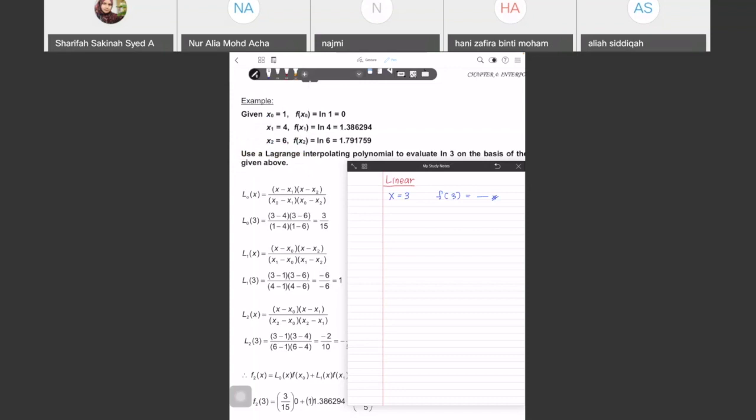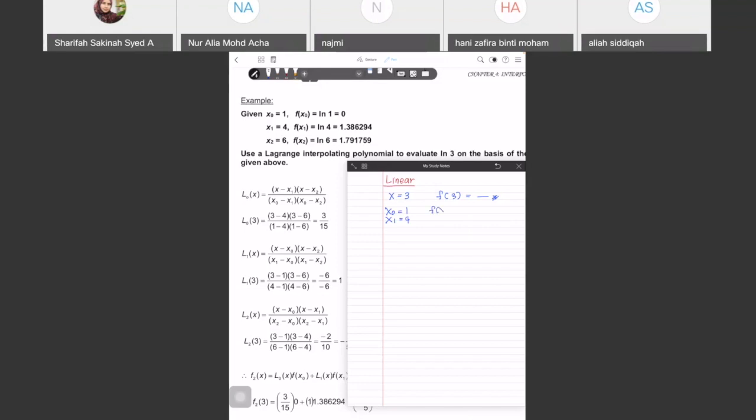This one we are going to find using Lagrange interpolation. So now I want to use linear. I have 3 points, so I need to choose which points are suitable for me to use in order to calculate my linear Lagrange interpolating. I just use 2 points because it's linear.